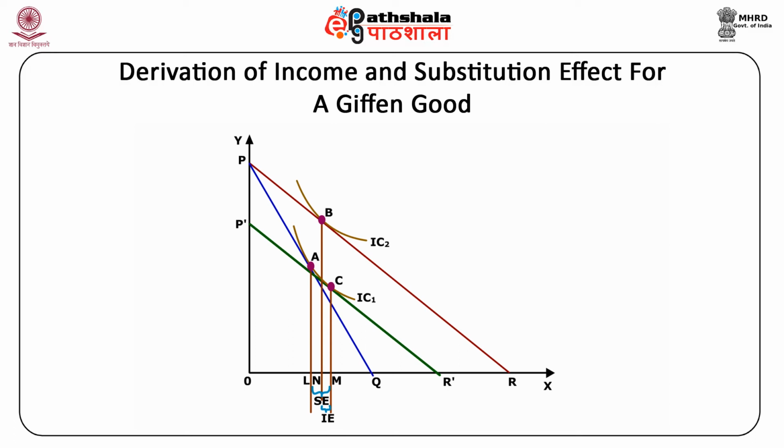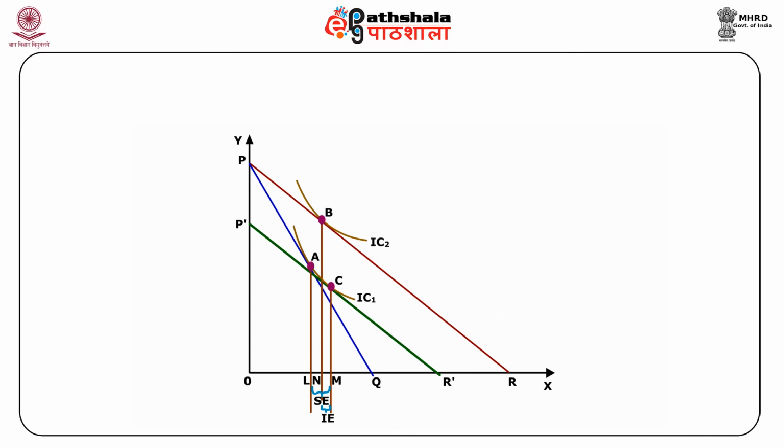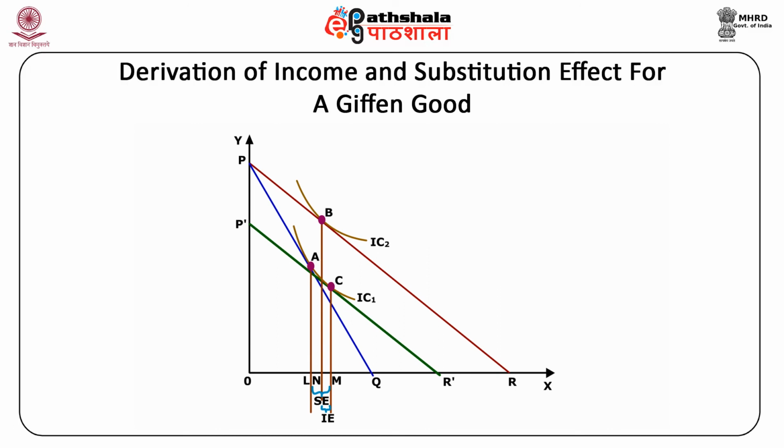Therefore, the total price effect shows a reduction in quantity consumed with a fall in price of the good, ceteris paribus. Thus, when the price of a Giffen good decreases, the quantity demanded also decreases, representing an exception to the law of demand.